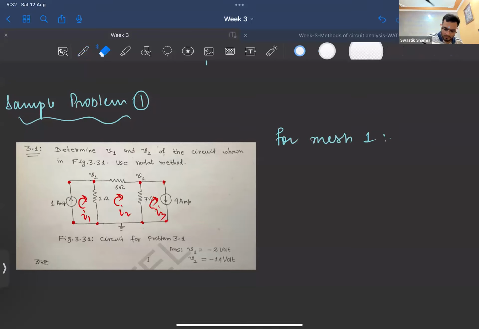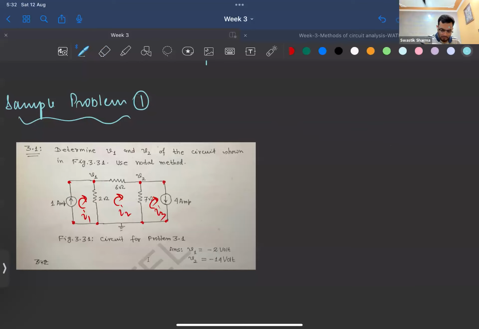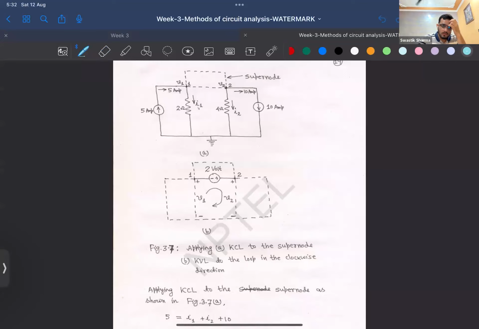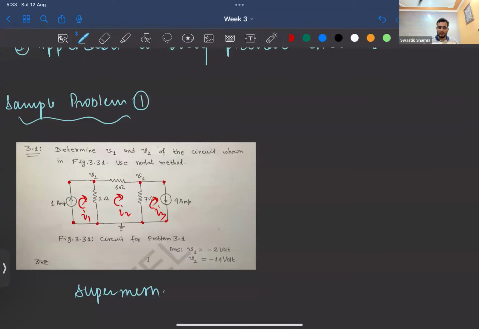Now there's a concept, so before moving there, let me tell you a concept. There's this concept called a super mesh, right? So what is a super mesh? Can Nagesh tell me what a super mesh is? Oh, sorry. Can you tell me what a super mesh is?